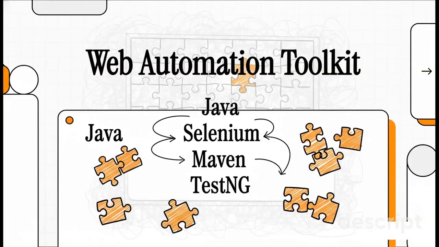Have you ever looked at a web automation framework and just felt completely lost? You see all these names, Java, Selenium, Maven, TestNG, and it feels like a giant puzzle, but you don't even have the picture on the box. Well, today, we're going to put that puzzle together. Let's dive in and demystify this entire toolkit piece by piece.